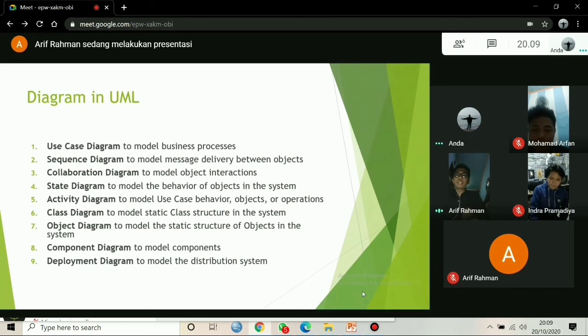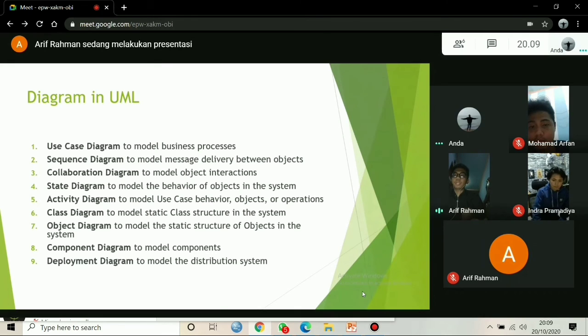Diagrams in UML. Use case diagram to model business processes. Sequence diagram to model message delivery between objects. Collaboration diagram to model object interaction. State diagram to model the behavior of objects in the system. Activity diagram to model use case behavior, objects, or operations.